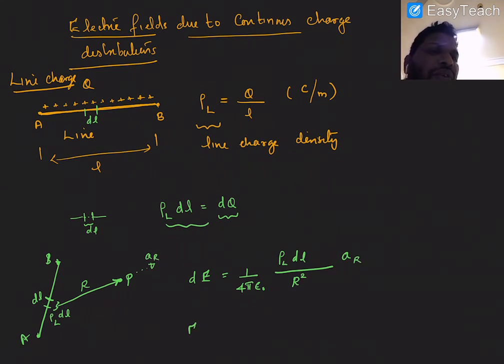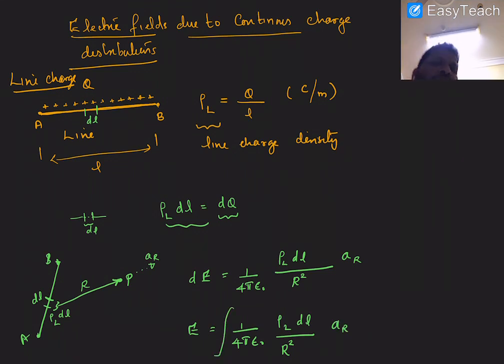And if you want to find the total electric field, it is given as 1 by 4 pi epsilon 0 into rho L into dl divided by r square into ar, and you have to integrate it over the whole length, from A to B. So this is the electric field due to the line charge. We will discuss this more in the next video.